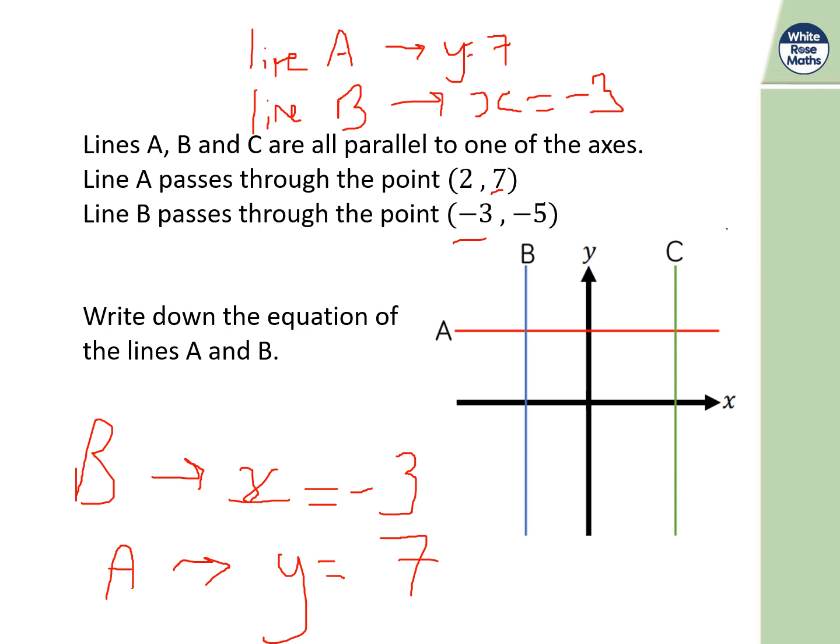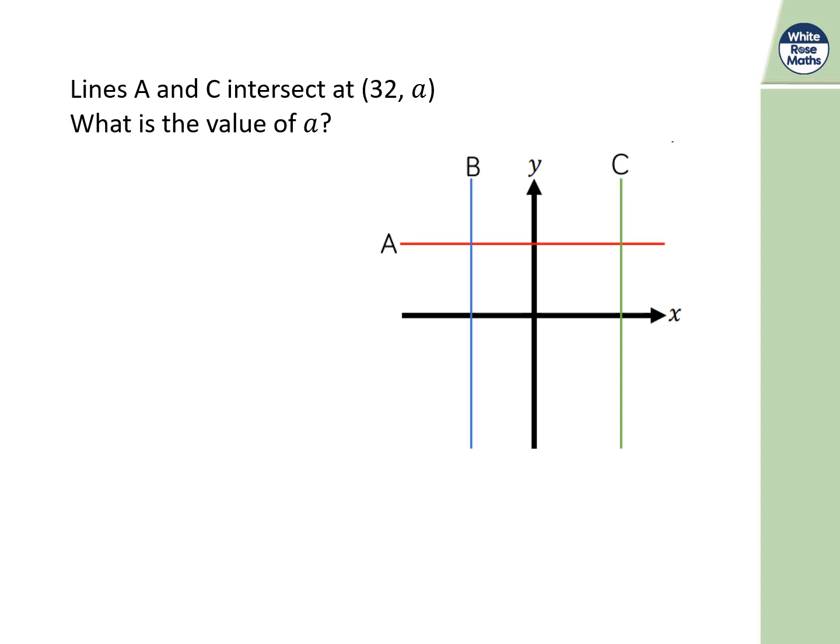C, unfortunately, I can't work out yet because I've not got any coordinates for C. Okay, bang, so there we go. That's our answer here. So y is equal to 7 and x is equal to -3. Lines A and C intersect at the point (3, 2a). What's the value of a?